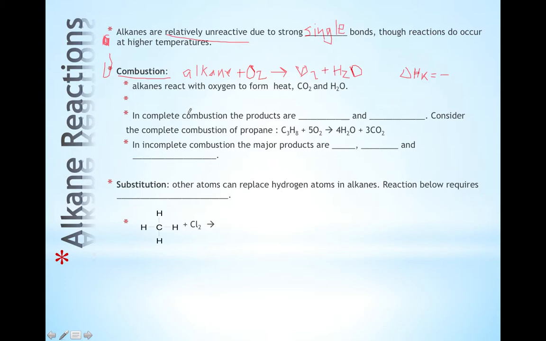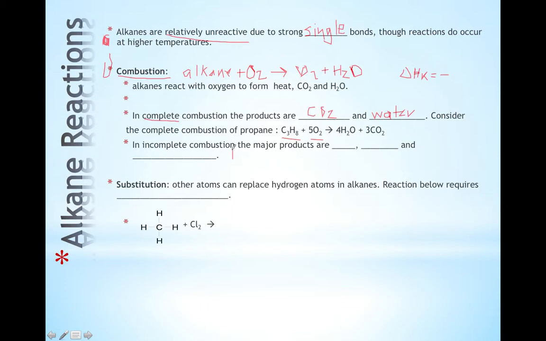You've got two types of combustion. Complete combustion, where there's enough oxygen to completely combust all of the alkane. You're going to get carbon dioxide and water. Here's an example. Propane plus oxygen, so an alkane plus oxygen giving you water and carbon dioxide.